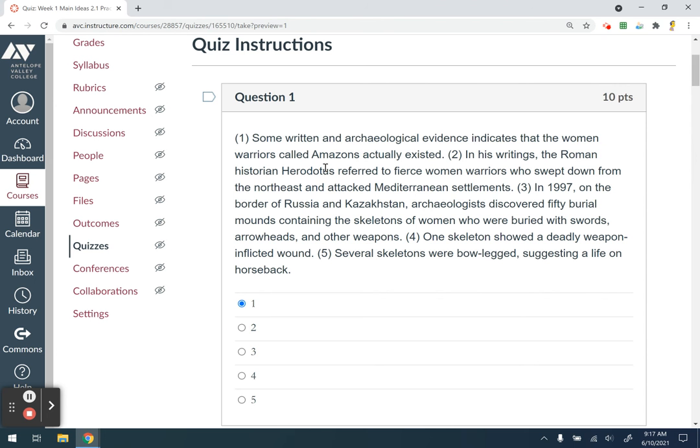And we know this to be true because, look, some written, well, in sentence 2, they talk about the writings. And then archaeological evidence, well, they found evidence in sentence 3, 4, and even 5. So again, sentence 1 covers and applies to the supporting details for sentences 2 through 5 here. This is just how you look at what can apply to all. That is going to be the main idea.